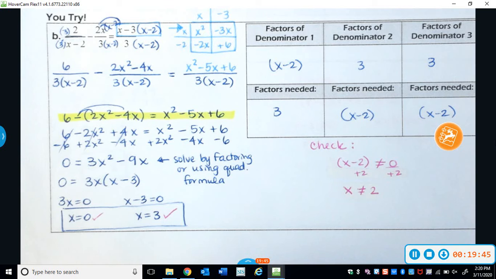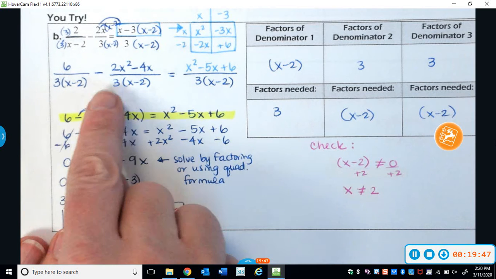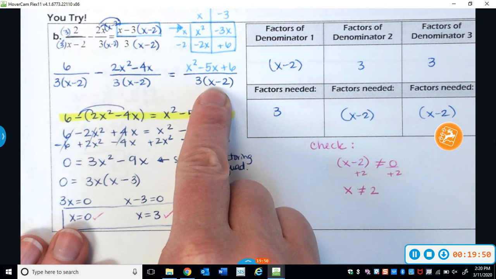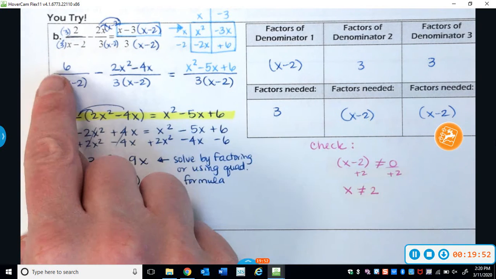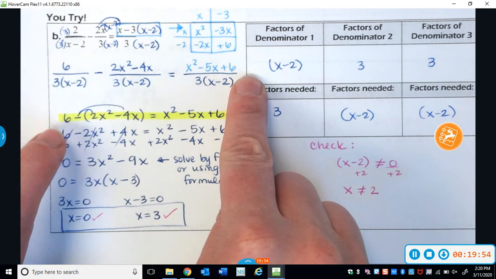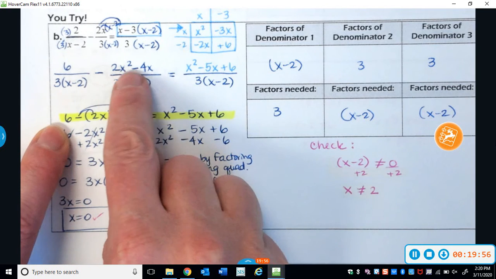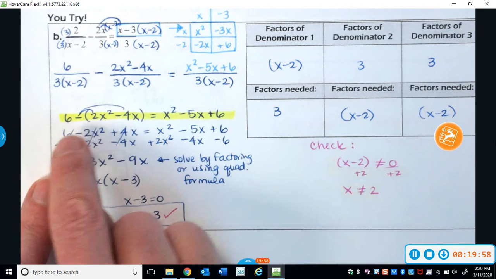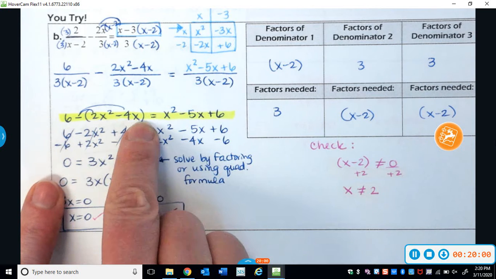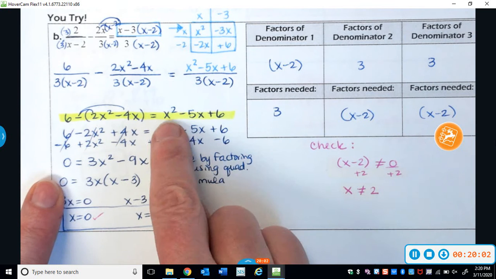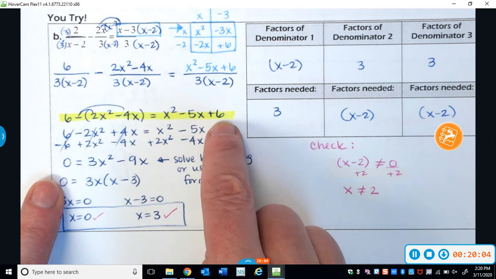Once I have a denominator that's the same for all of them, I'm going to write an equation that is just about the numerators. So I'll have 6 minus this whole thing. Notice I put the whole thing in parentheses to remind myself that I'm subtracting all of it. And that should equal x squared minus 5x plus 6.